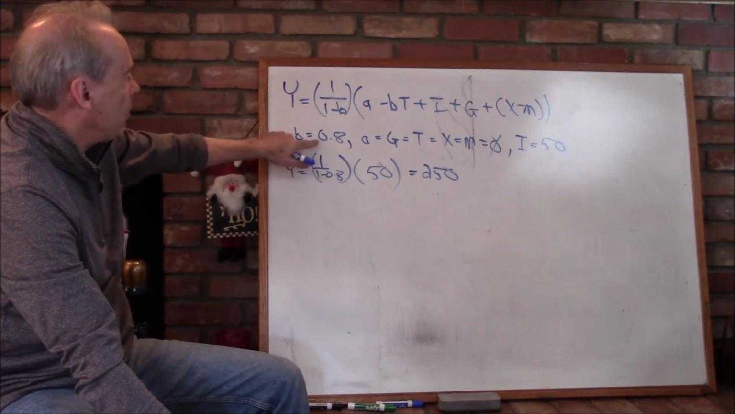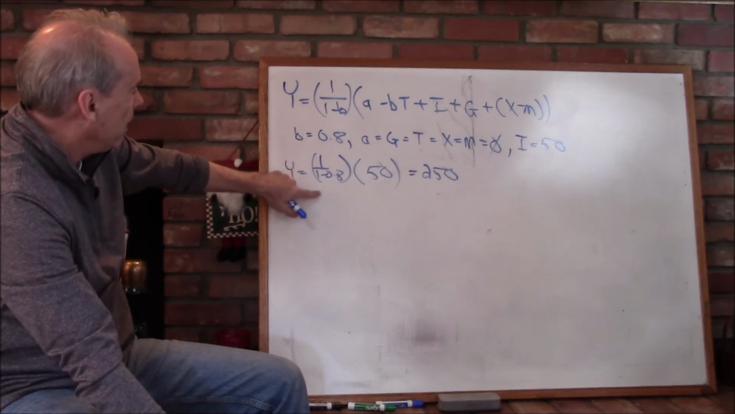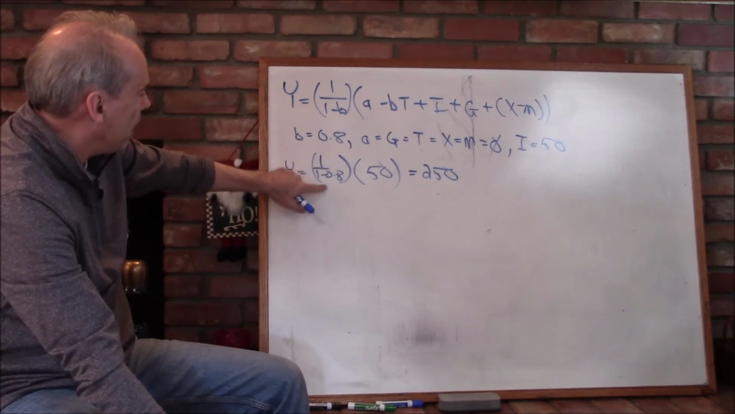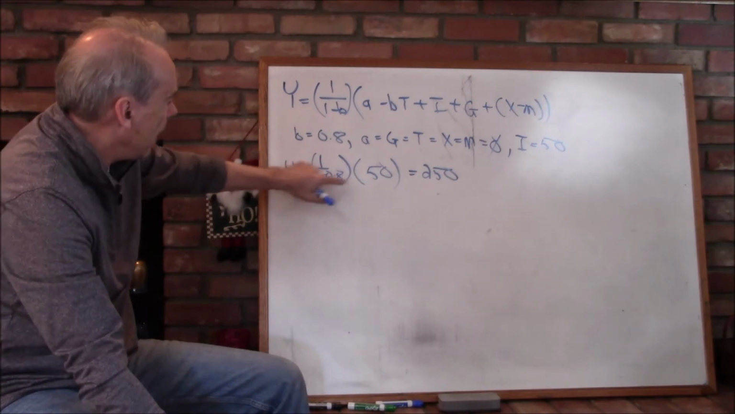We're just by assumption saying that the marginal propensity to consume is 0.8. And so that's a 5. 1 over 1 minus 0.8 is the same thing as 1 over 0.2, which is 5. 5 times 50 is 250.